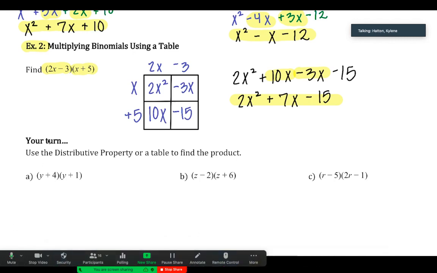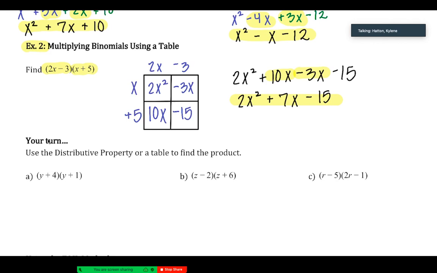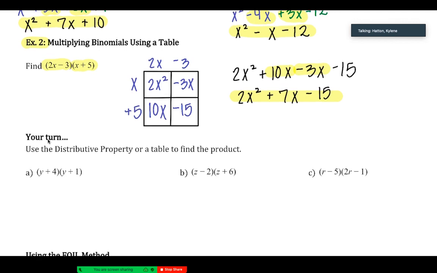Okay, so for these three problems, I'm going to use both methods. If you use a different method than me, that's totally fine. Our answer should be the same at the end, so it should be a good way to check your work. If you would like me to go over the other method for something, just let me know in the chat and I can do it both ways. Okay, so for A, y plus 4 times y plus 1.